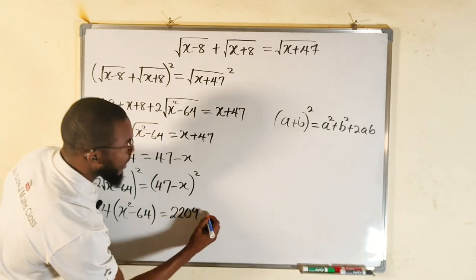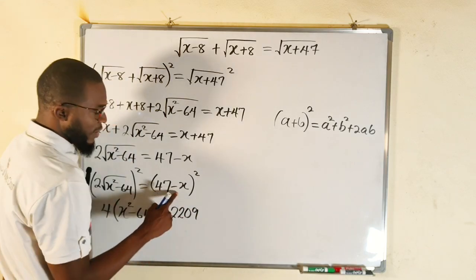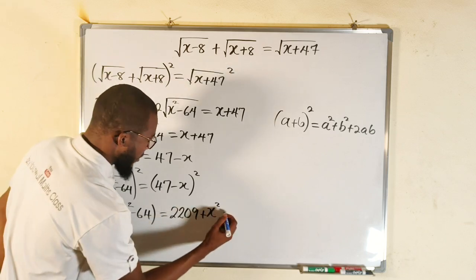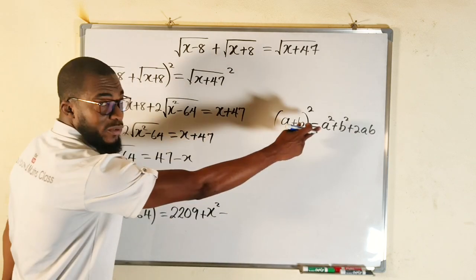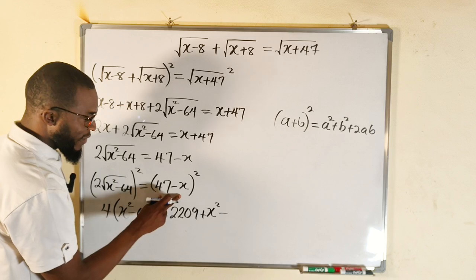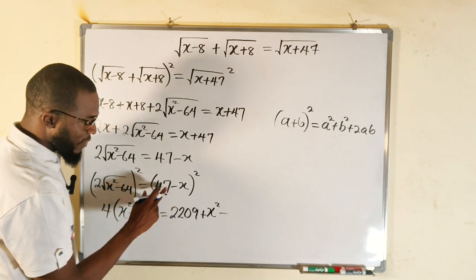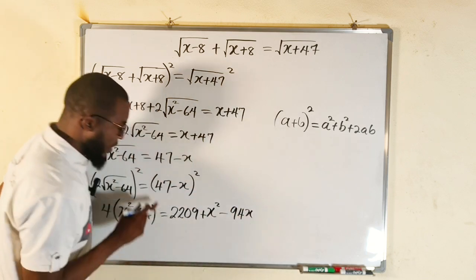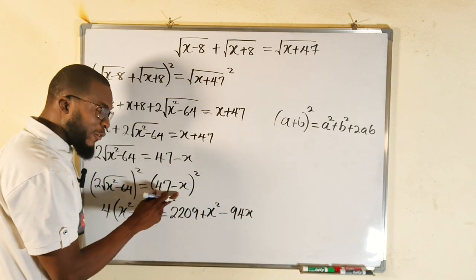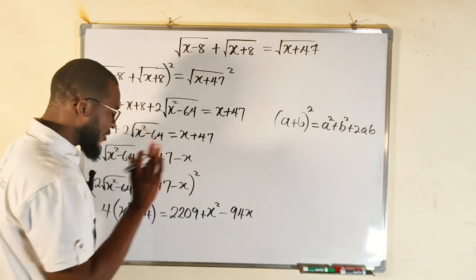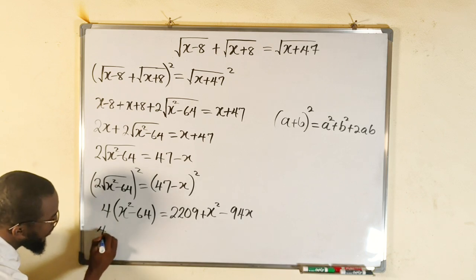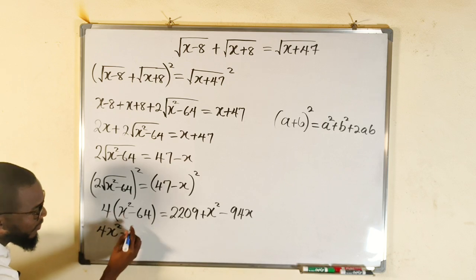Then second term squared, if you take this, you square that, you're going to get positive x squared. Then because of this minus, we have minus. If it is plus, you use plus. 2 times this times this, that will give us is it 94? Yeah, 94x. 2 times this is 94. Then 94 times negative x, that is negative 94x. That's what we have. Then from here, we can expand this. 4 times x squared is 4x squared minus 4 times this is 256.